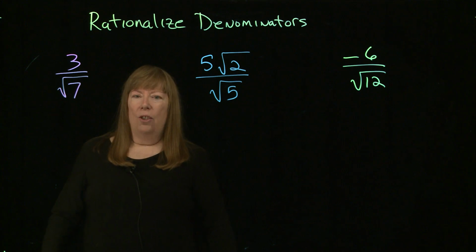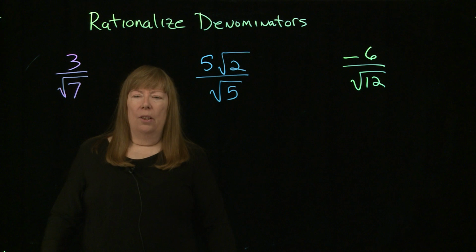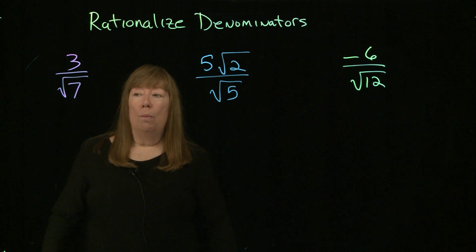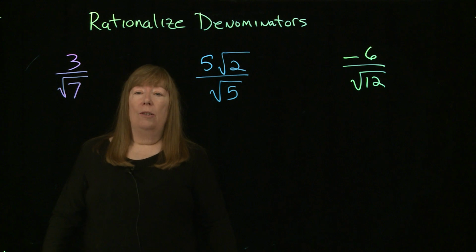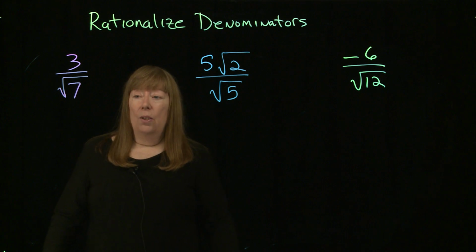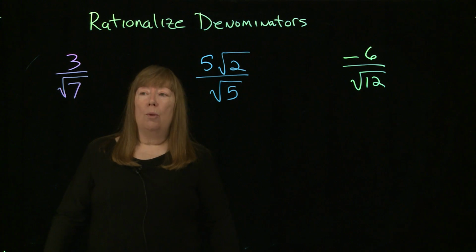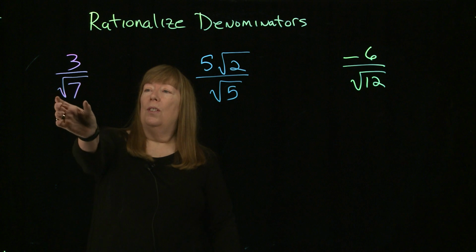Let's look at rationalizing denominators. Rationalizing a denominator is a process whereby you remove the radical sign from a denominator. It's considered impolite to leave a radical sign in a denominator, so this process simply removes the radical sign from the denominator. Okay, so let's start with this.